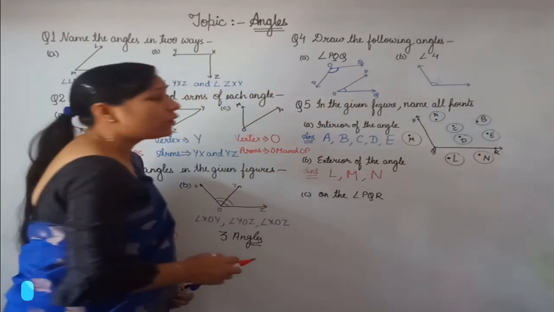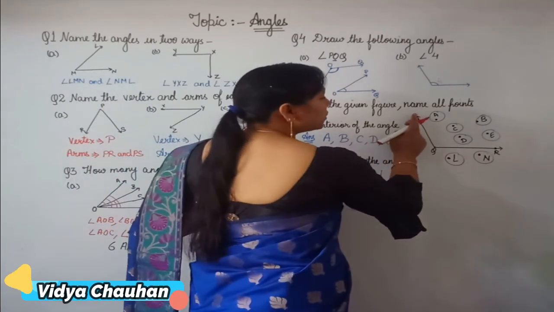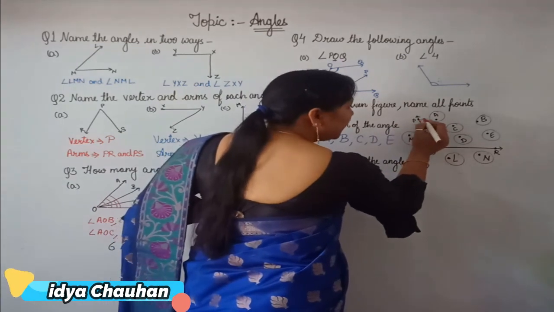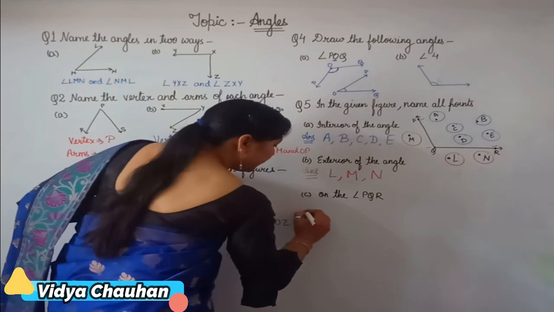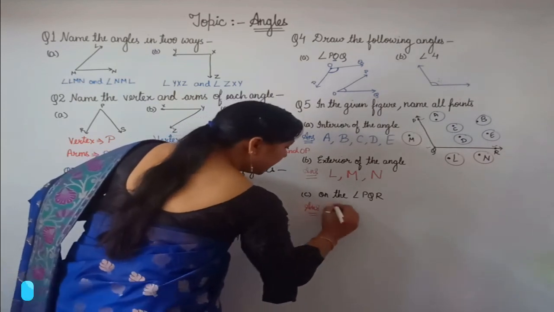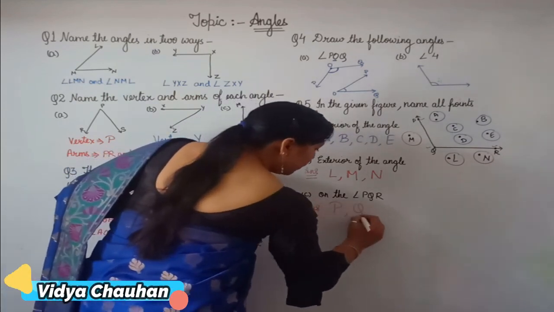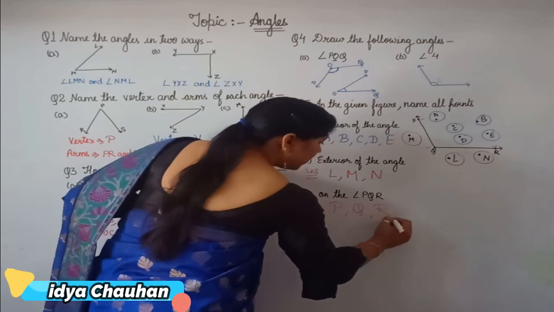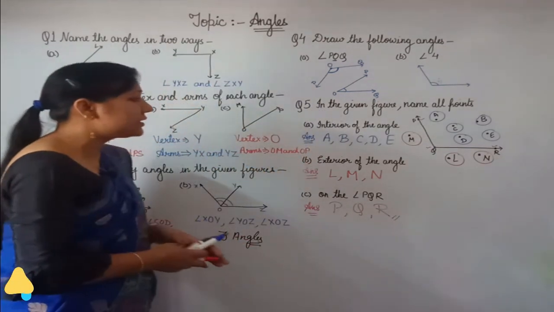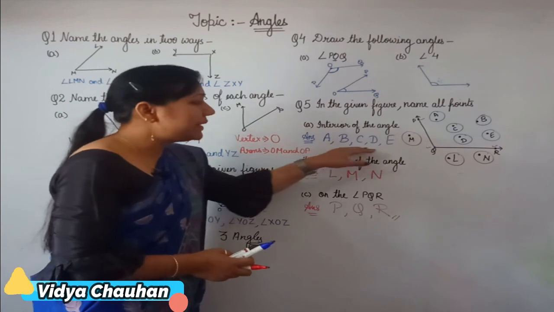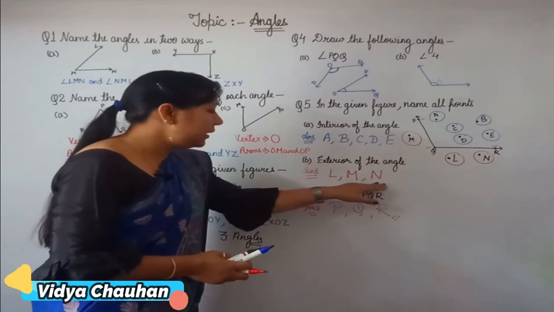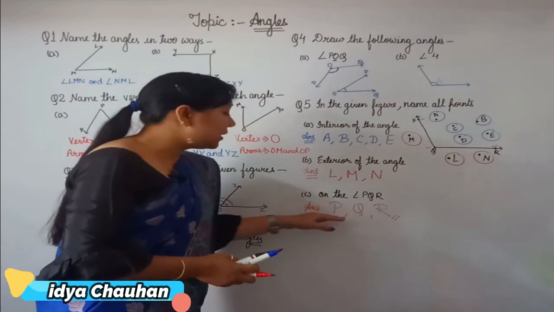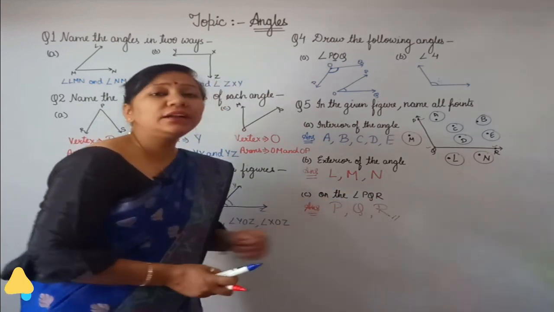Okay, and now the third part, the points on the angle PQR. What are the points on the angle PQR? So what are the points? Point P, point Q and point R. So answer to this question is P, Q and R. So these are the points in the interior A, B, C, D, E. Points in the exterior L, M, N, and points on the angle, that is P, Q and R.